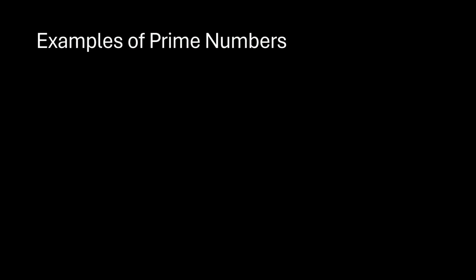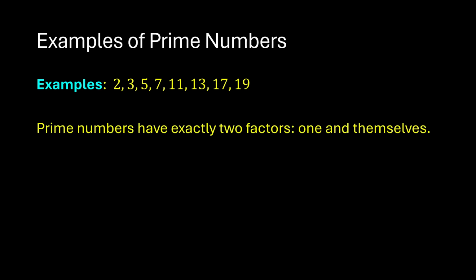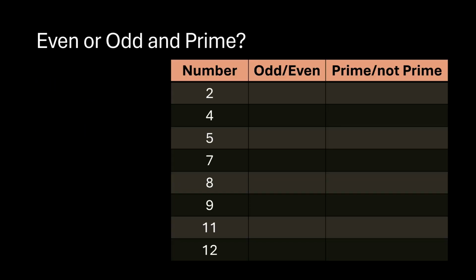Examples of prime numbers are 2, 3, 5, 7, 11, 13, 17, and 19. Prime numbers have exactly 2 factors, as we mentioned earlier, 1 and themselves. Take a look at the numbers on your screen and identify whether they are even or odd and prime or not prime. So for the number 2, we have that this is even.